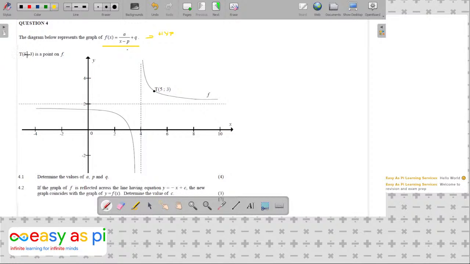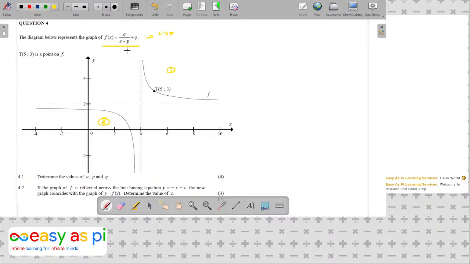And they say T(5;3) is a point on f. You can see that they've given us the point T(5;3). Now, if we remember, the a value will tell us which quadrants these graphs are in. Given that this is in quadrant 1, remember this is quadrant 2 and this is quadrant 3, these are in quadrants 1 and 3. I'm expecting my a value to be positive.